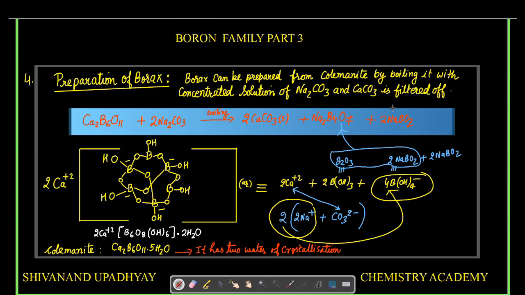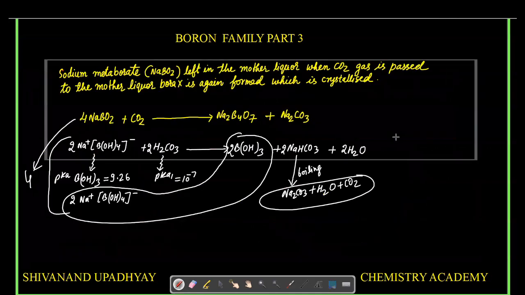So I can remove this. The mother liquor means the initial solution, because we started with this solution and then we are adding. So after the reaction, this is precipitated out and can be crystallized out. So this is left finally, right? This is the mother liquor, meaning the initial amount of the liquid we have taken, in which NaBO2 is there. So sodium metaborate is left in the mother liquor. When CO2 gas is passed to the mother liquor, borax is again formed, which is crystallized. So I have written this reaction first.